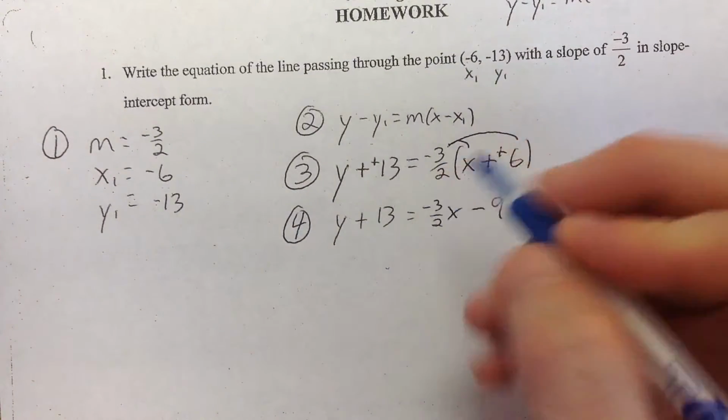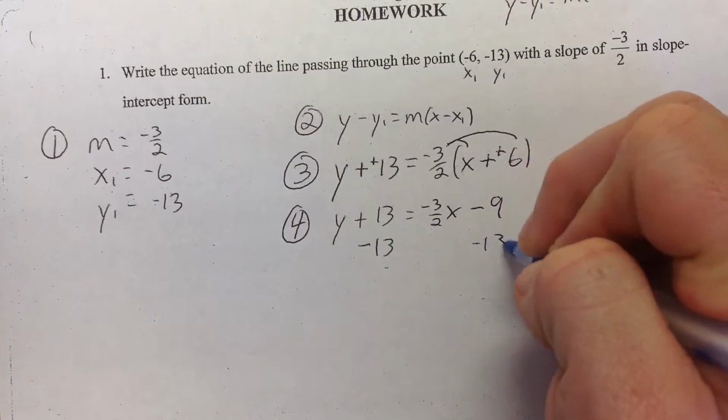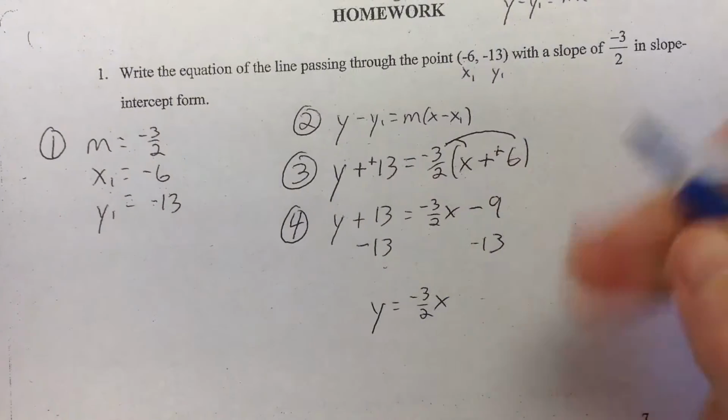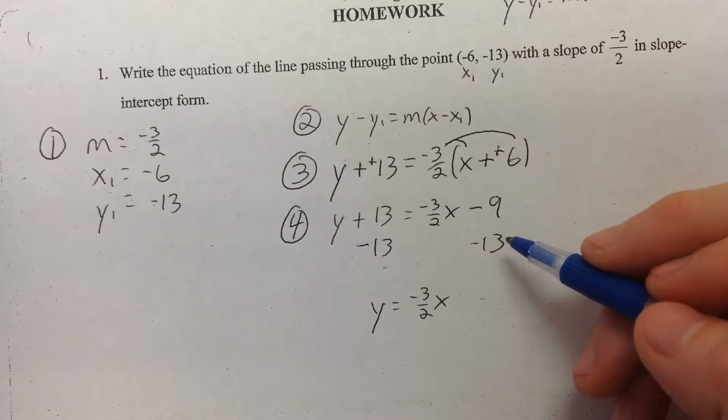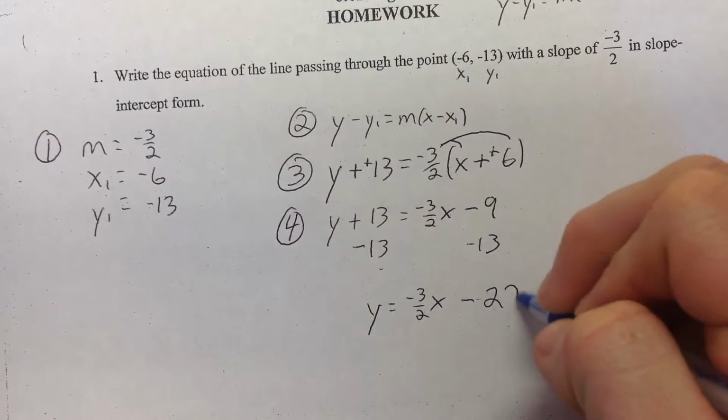Now I've still got to get rid of this 13. So I subtract 13 from both sides. Y equals -3/2 x minus 9. And then minus another 13 is going to be minus 22.